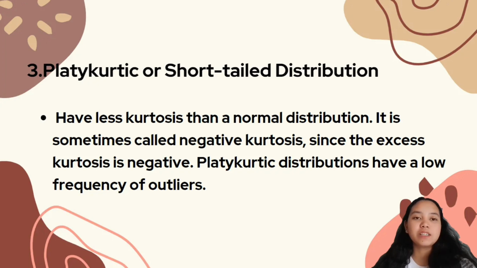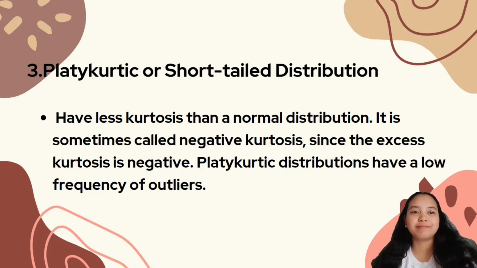The last type is platykurtic distribution or short-tailed distribution. These have less kurtosis than a normal distribution. It is sometimes called negative kurtosis since the excess kurtosis is negative. Platykurtic distributions have a low frequency of outliers.